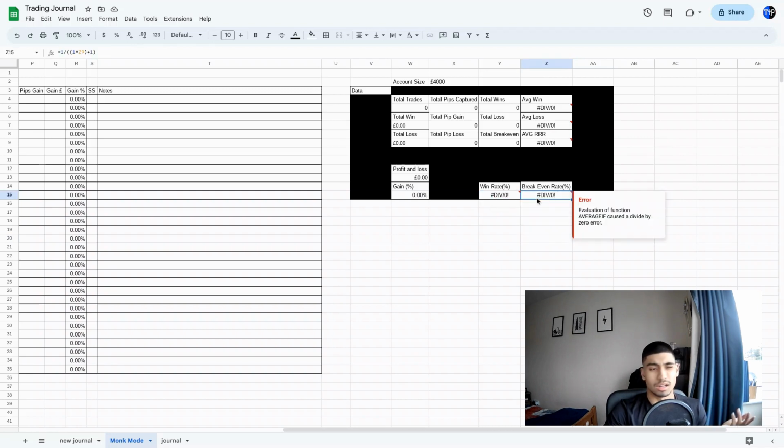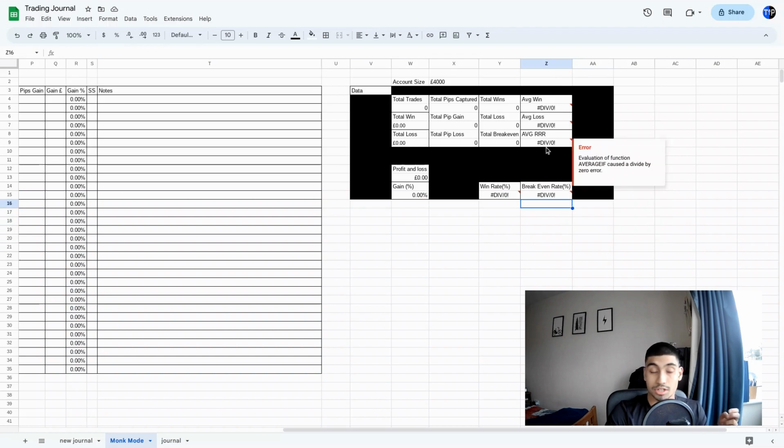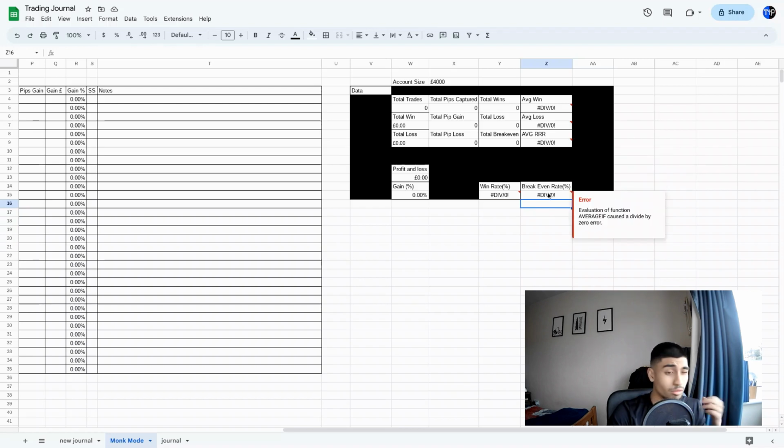So, etc. If I had an average risk to reward of 1, then the break even rate would be 50%, right? Stuff like that. If I had an average risk to reward ratio of 3, I think the break even rate would be 20%. I'm not too sure on math. However, the formula will tell me exactly what it is.